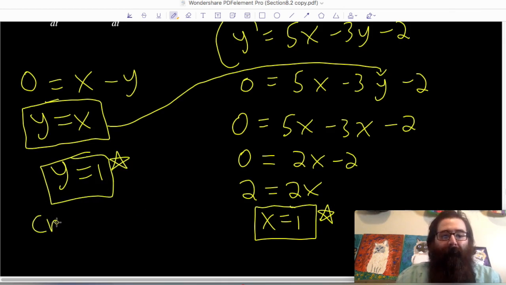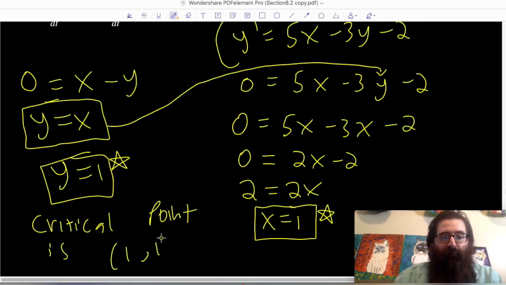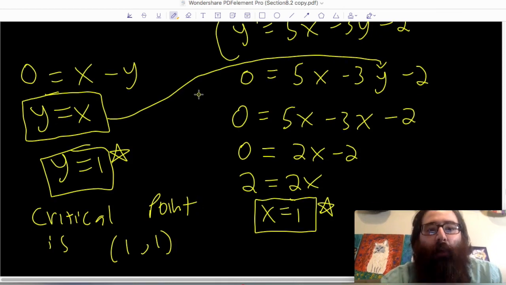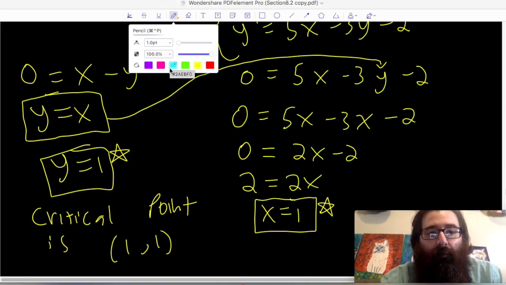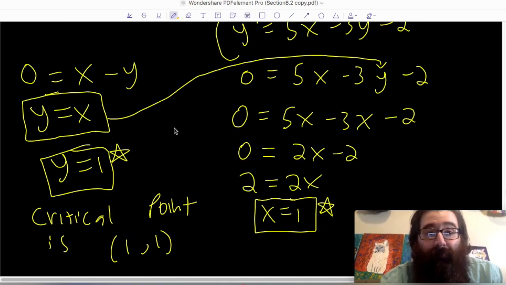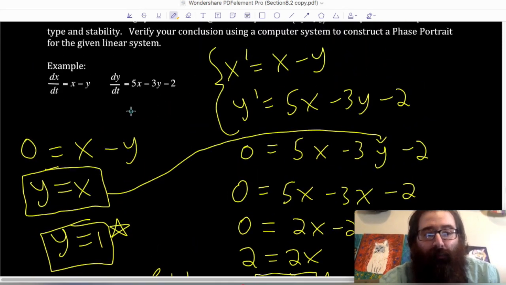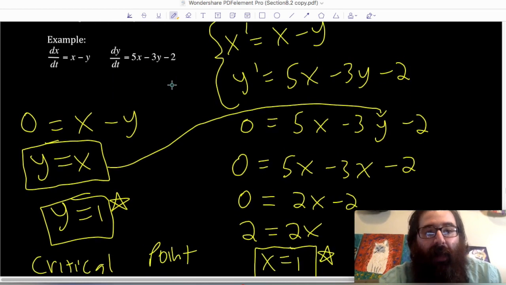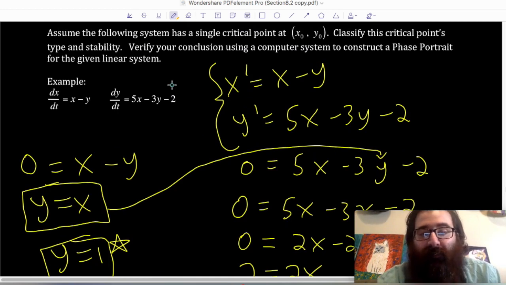Which means that my critical point is x is 1, y is 1. Now when we go to work with the coefficient matrix, it's literally just that, the coefficient matrix. We use the coefficients. This extra -2 as a trailing constant doesn't really matter. And you could go through either of those methods we talked about before.